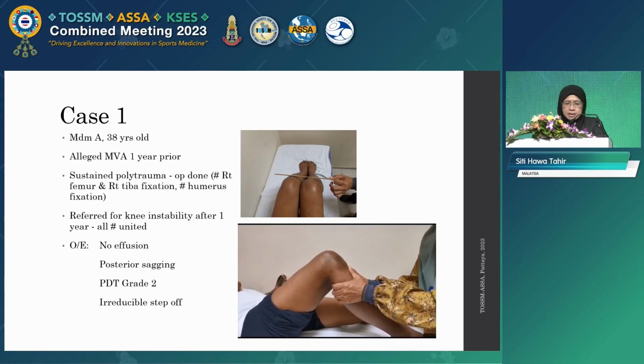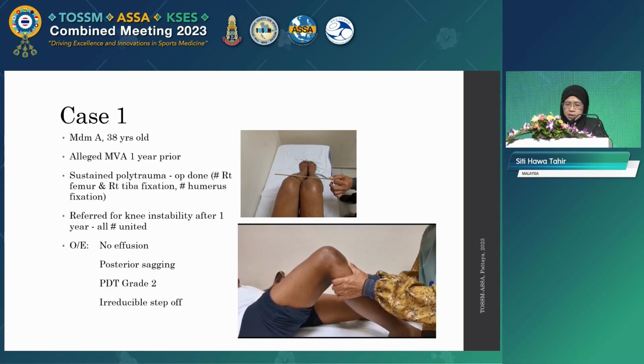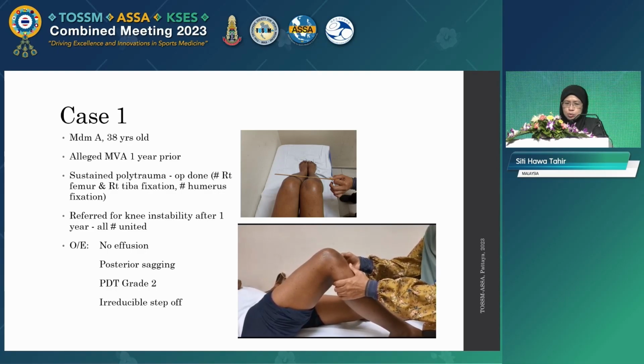Let's look at this case of a 38-year-old lady who had an alleged MVA 1 year prior to presentation. She sustained a fracture of the right femur, right tibia, and left humerus, all were fixed. She was referred to us for knee instability after a year when all the fractures were united. Clinically, there was no effusion, there was posterior sagging. PDT was grade 2 with irreducible step off.